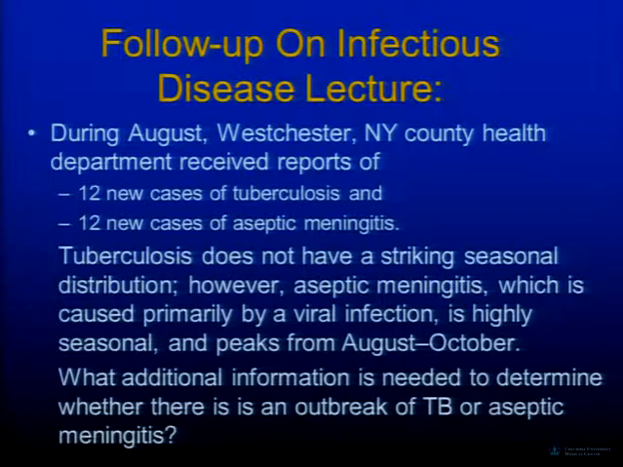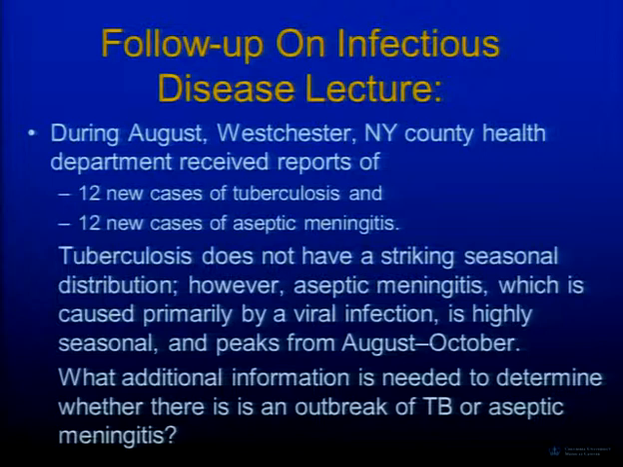So during August, Westchester County, which is just across the water from here, the health department there got reports of 12 new cases of tuberculosis and 12 new cases of aseptic meningitis. So we know that tuberculosis isn't a seasonal disease. There's not really any seasonal pattern that's ever been seen. But aseptic meningitis is caused by a viral infection, and so usually it peaks somewhere between August and October.